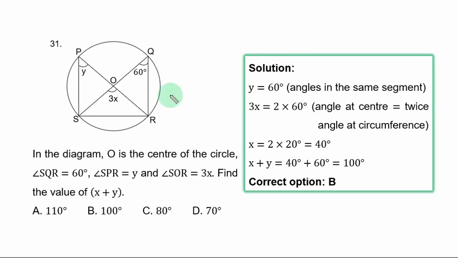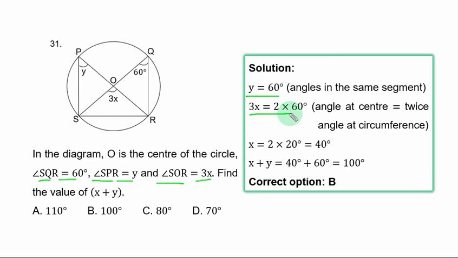Question 31. In the diagram, O is the center of the circle. Angle SQR is 60 degrees. Angle SPR is Y. Angle SOR is 3S. Find the value of S plus Y. Y is equal to 60 degrees. Angles in the same segment. 3S is equal to 2 times 60 degrees. Angle at center is equal to twice angle at circumference.